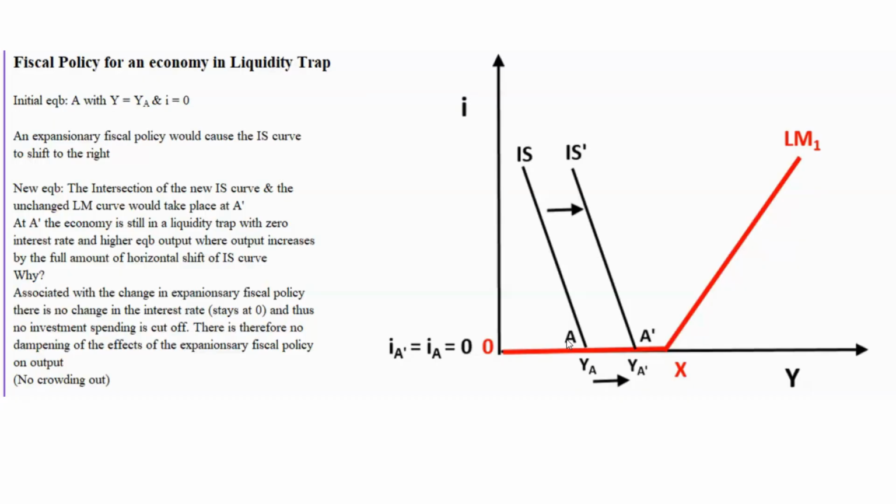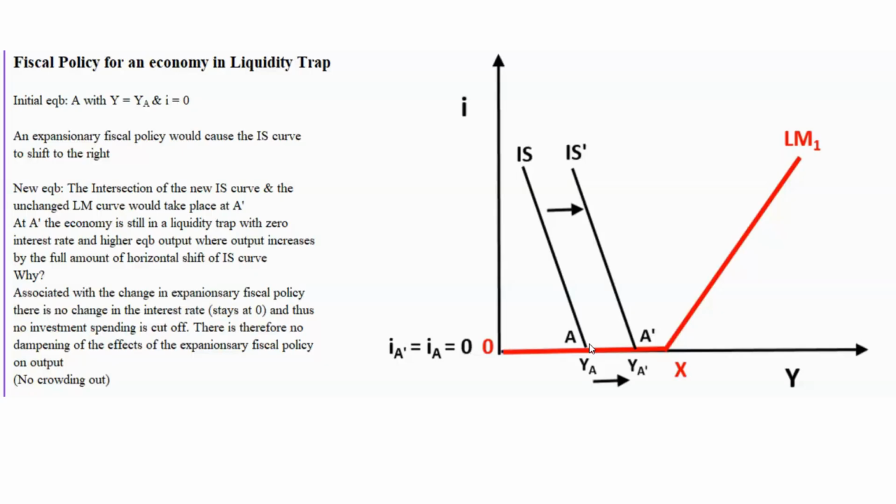That's what we're assuming our initial equilibrium is, where output is YA, and as we can see, the nominal interest rate is 0. Now, an expansionary fiscal policy would cause the IS curve to shift to the right, as we can see from IS to IS prime. The new equilibrium will occur at the intersection of the new IS curve, IS prime, and the unchanged LM curve, LM1, and that's happening at point A prime in the figure.